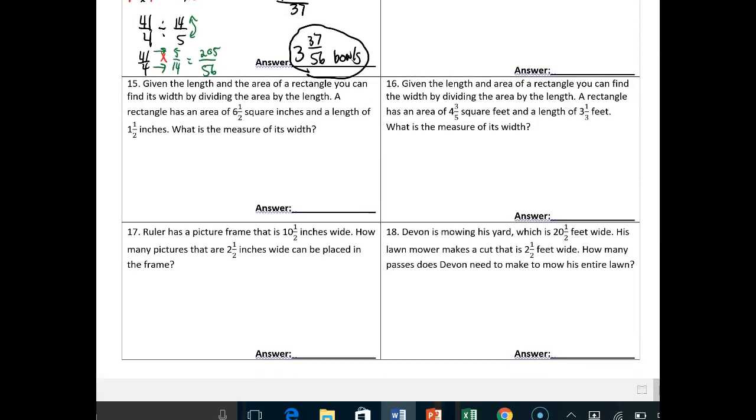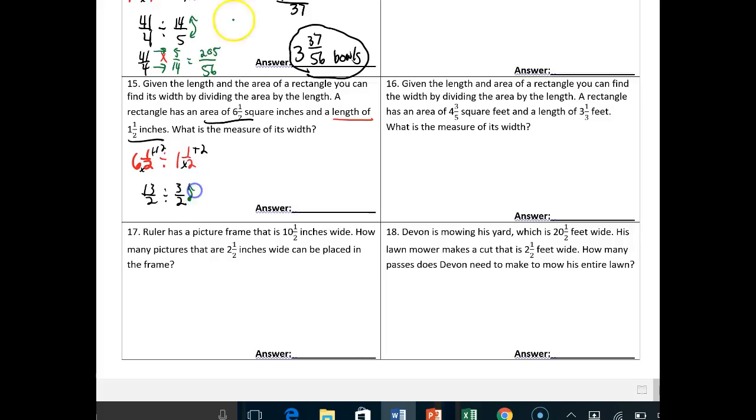15. Given the length and the area of a rectangle, you can find its width by dividing the area by the length. They just want you to divide whatever number you get for area by the length. A rectangle has an area of 6 1/2 and a length of 1 1/2. So you're just going to go ahead and say, hey, my area was 6 1/2. I can find the width by dividing it by the length. The length was 1 1/2. All right, so that's going to be 13 over 2 divided by 3 over 2.